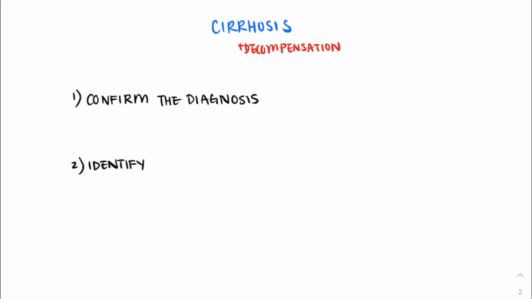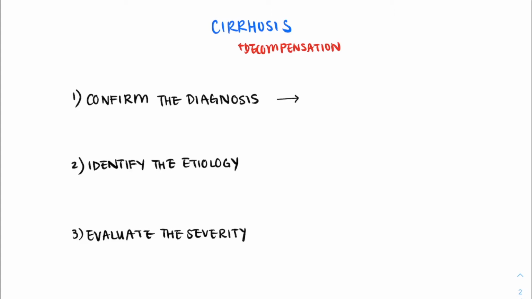Secondly, we want to identify the etiology of why the patient may have cirrhosis, and this is critical because it can change the transplant eligibility and the underlying management. And finally, we want to evaluate the severity of the disease. We'll discuss a few scoring systems and as well discuss the concept of compensation of cirrhosis.